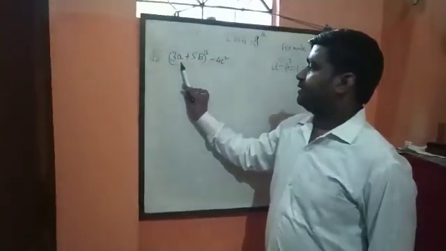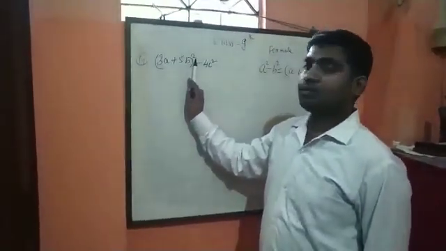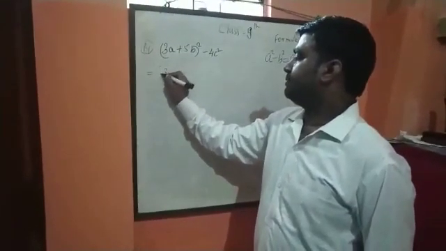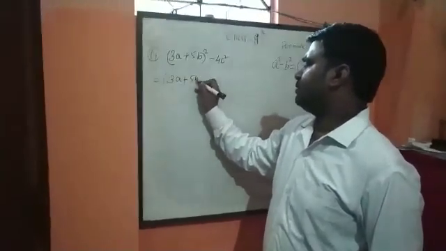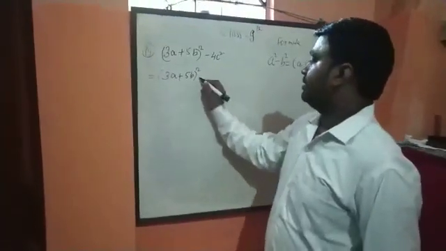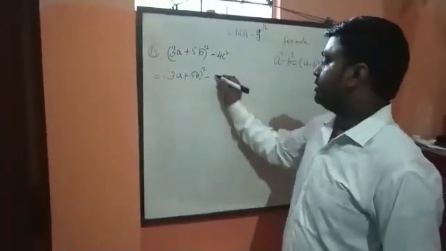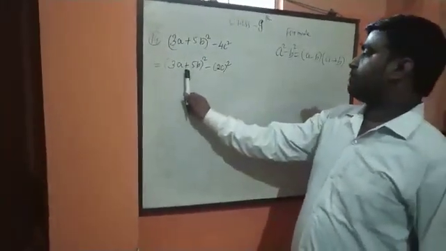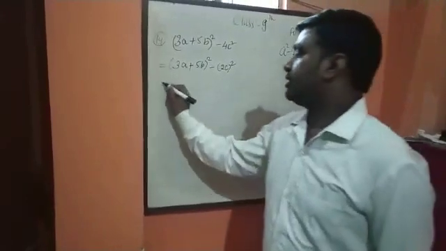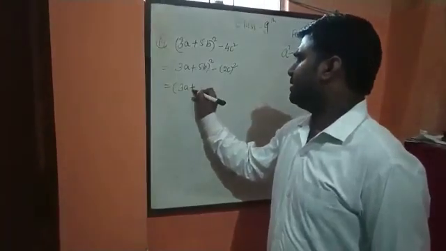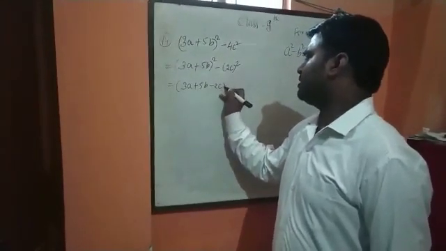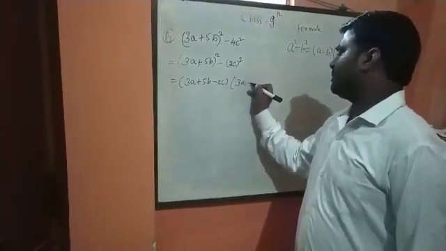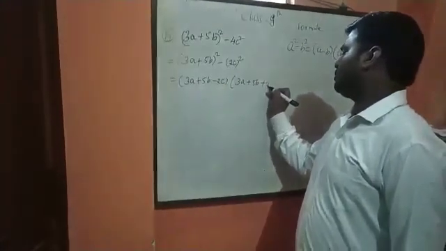Factorize 3a plus 5b whole square minus 4c square. Again you may write 3a plus 5b whole square, there is no change. Here we have 4c square, so it may be written as 2c whole square. So again it is the formula for a square minus b square. So it becomes in one bracket 3a plus 5b minus 2c, which is a minus b type, and a plus b type means 3a plus 5b plus 2c.